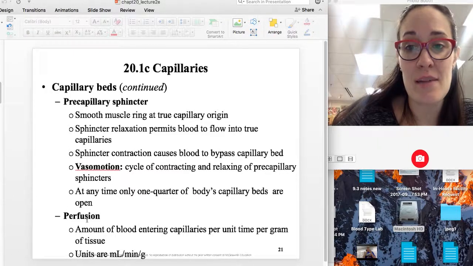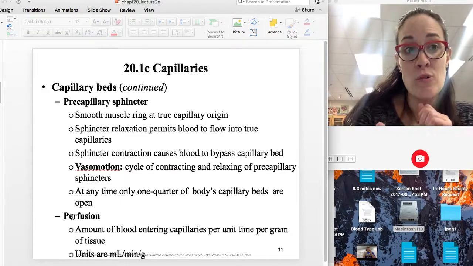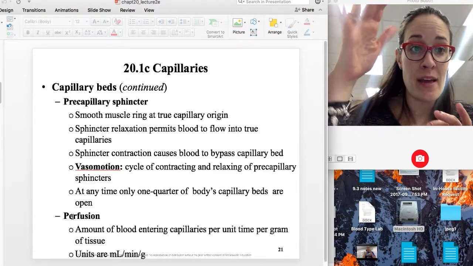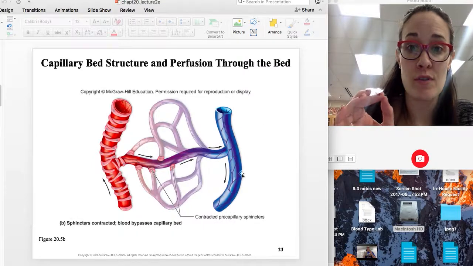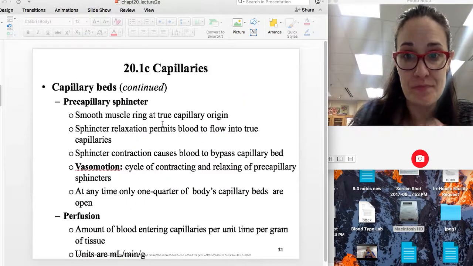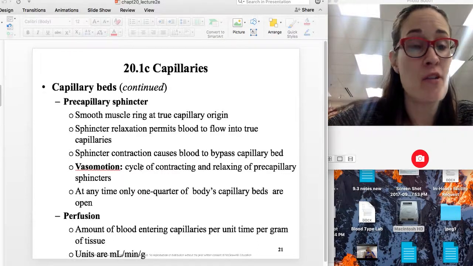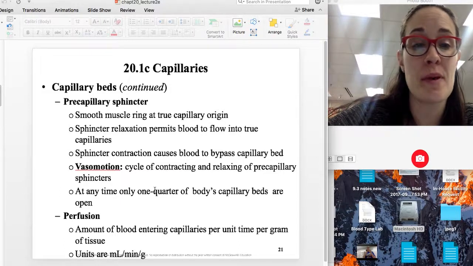Pretty cool is it can control where the blood goes. It can be like a spout and open it to allow the blood to go into those capillary beds, or it can close the spout to just have the blood flow just through this one area instead of all of these. At any one time in your body right now, 1/4 of all the capillary beds are open.